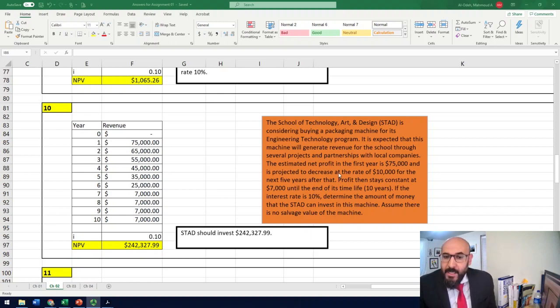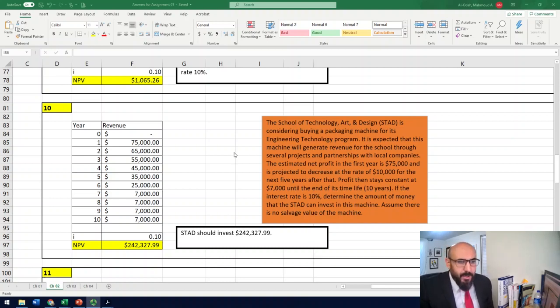Profit then stays constant at $7,000 until the end of its life, 10 years. If the interest rate is 10%, determine the amount of money that STAD can invest in this machine. Assume there is no salvage value for this machine, which means once we sell it, we're not going to get any money as salvage at the end of the life of that machine.